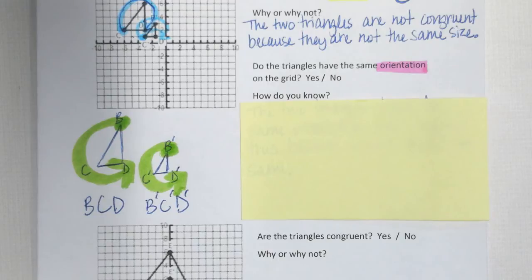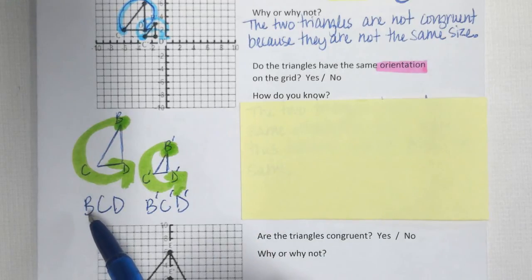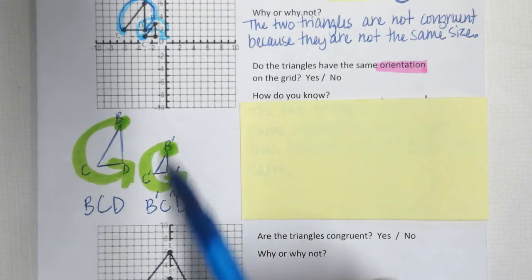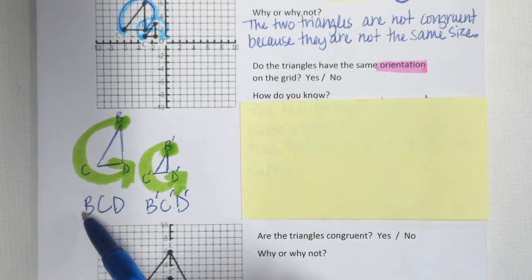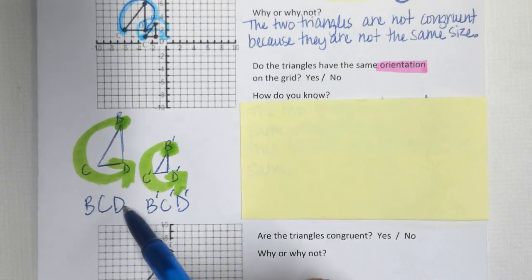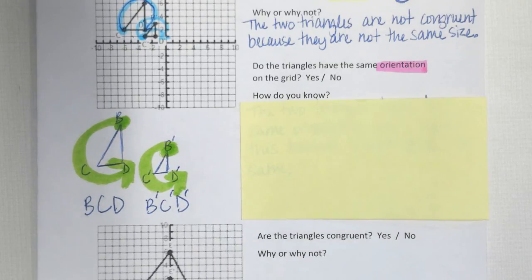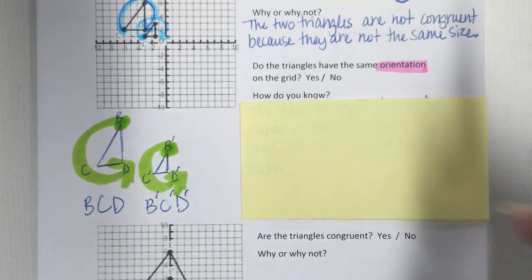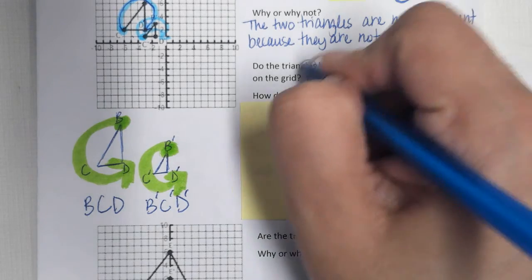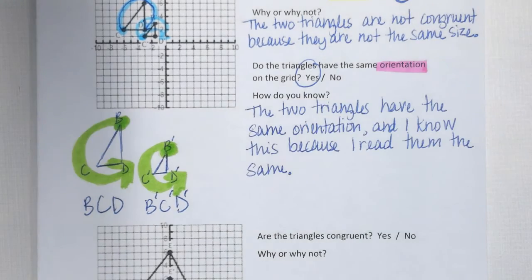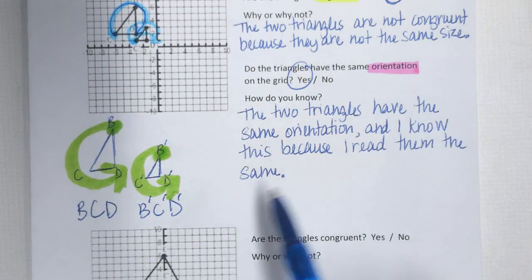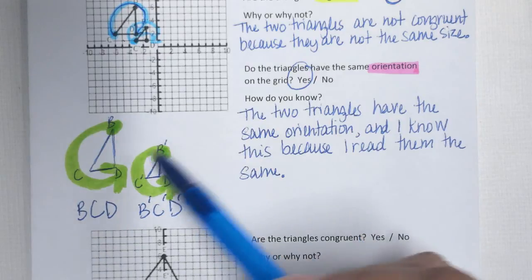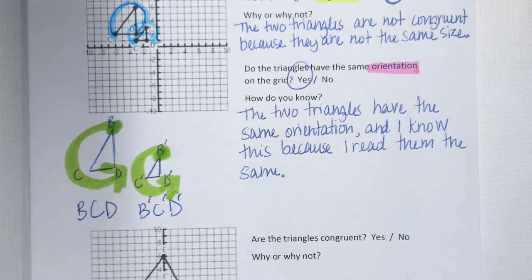Even with this one, where I didn't start with the same letter and didn't go in the same direction as before, I'm still reading it the same way: B, C, D, B prime, C prime, D prime. So, do the triangles have the same orientation? Yes. How do you know? The two triangles have the same orientation, and I know this because I read them the same. So they have the same orientation, and orientation is preserved.